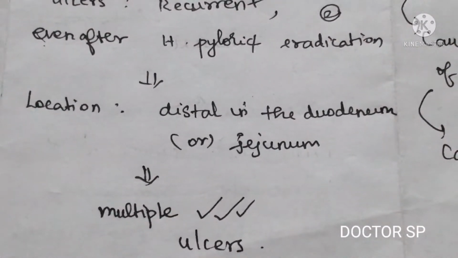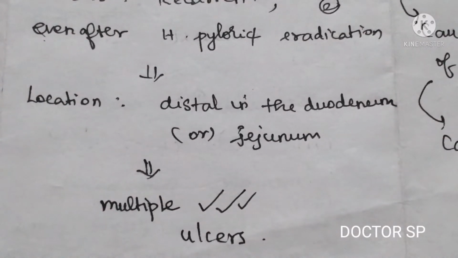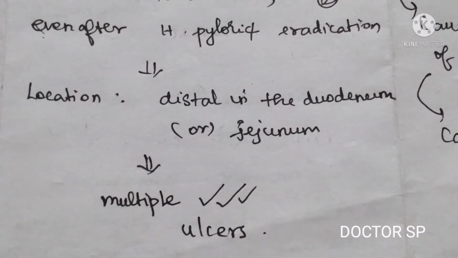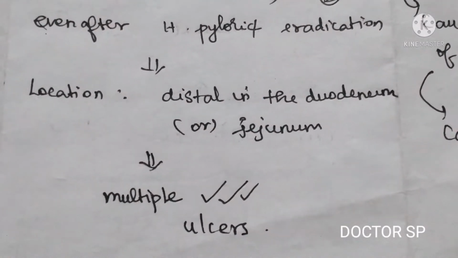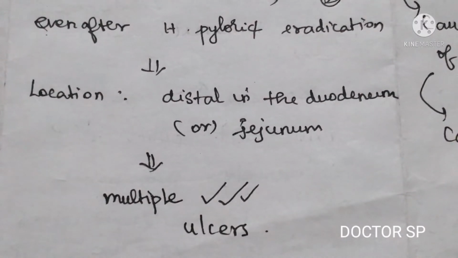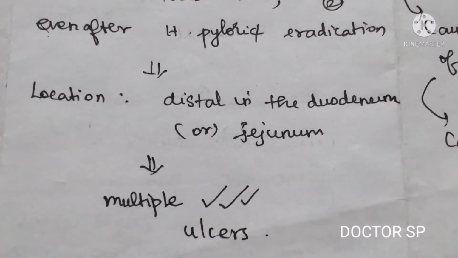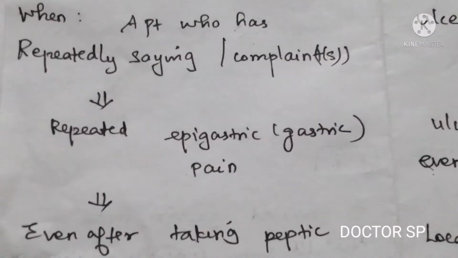These ulcers are typically located in the distal parts of the duodenum, or they may also present in the jejunum. These ulcers are multiple, not a single one.